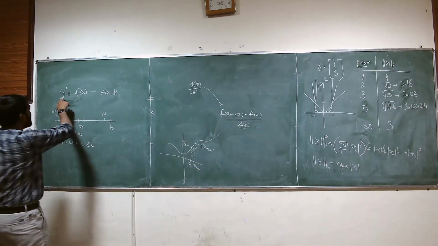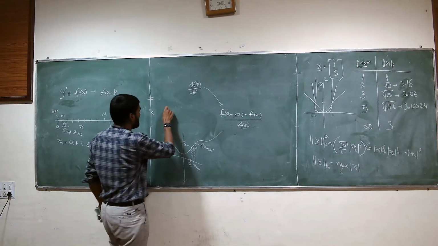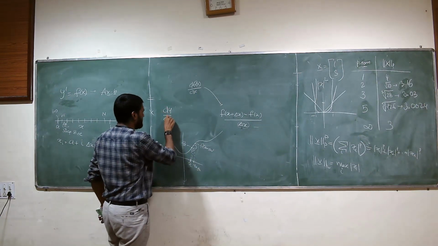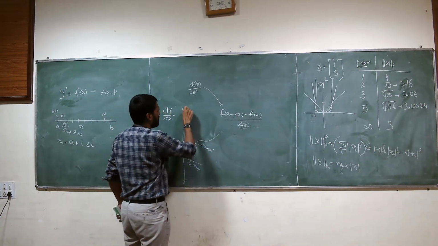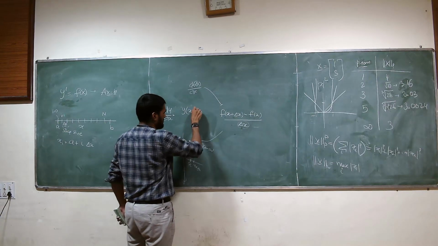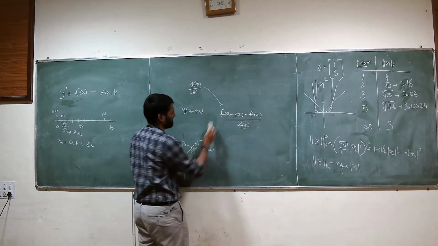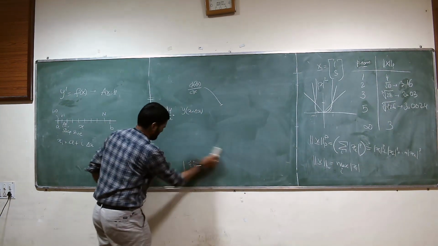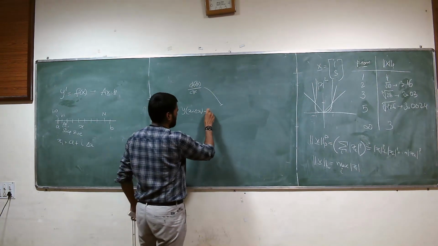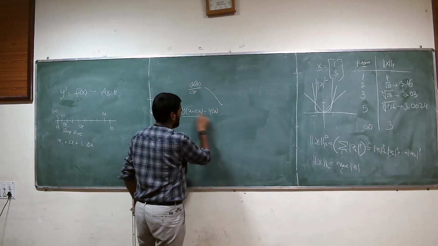So if you have a derivative like this, then dy by dx can simply be written as the value of y at x plus delta x minus y at x, divided by delta x.